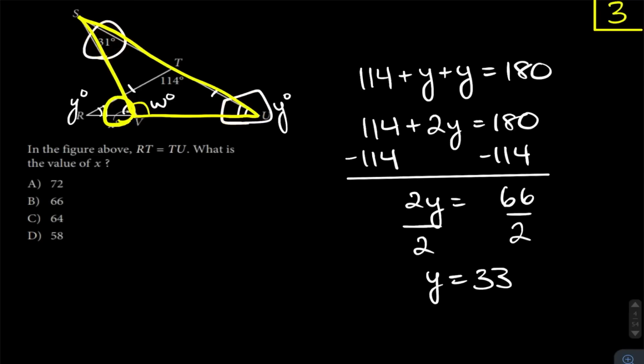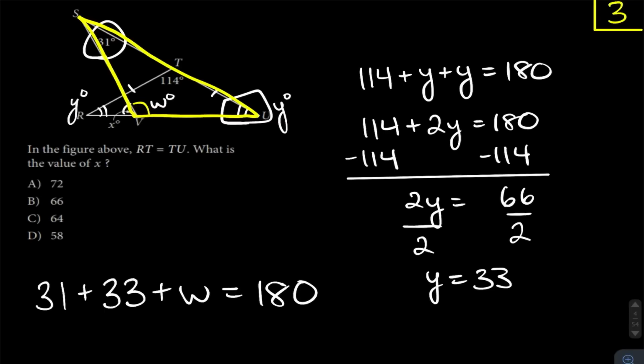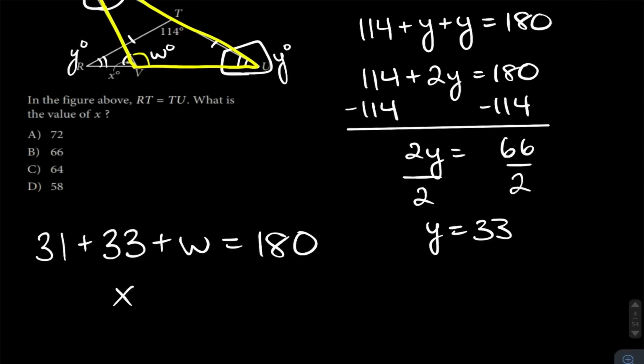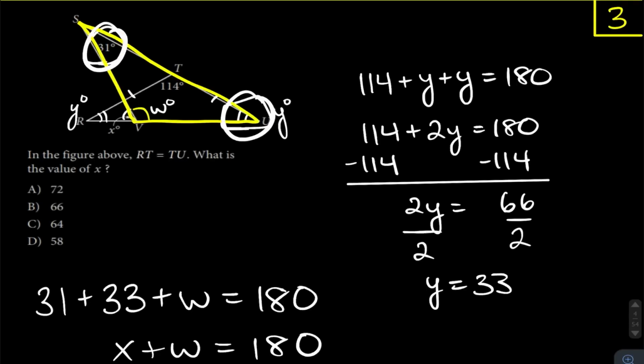Why is that, though? Well, let's look at it this way. This 31, plus this y, which is 33, plus w, the other angle in the triangle, have to equal 180. We also know that x and w are supplementary, so x plus w is equal to 180. Do you see how x is then equal to 31 plus 33? x is equal to the sum of the other two angles.